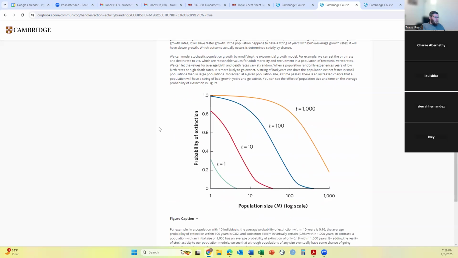And this just shows the probability of extinction again, based on population size and time to that extinction event, right? So a smaller population is going to have a relatively high probability of extinction, and it's going to reach that potential extinction faster than a larger population would.